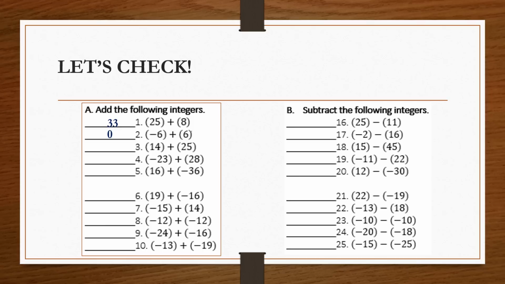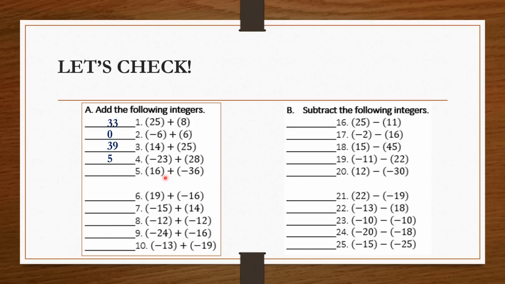Number 3, we have two positive numbers. We simply add 14 and 25. The result is 39. Number 4, we have numbers with different signs. So again, we subtract them. 28 minus 23 is equal to 5. That's right. And since the larger number, which is 28, is positive, we have positive 5 as the answer.